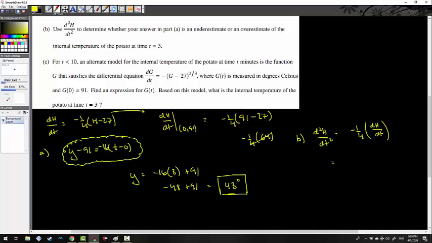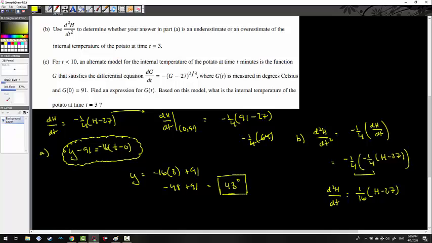So from here, what's that really going to equal? That's going to equal negative 1/4, and then whatever dh/dt was from the beginning. So that's negative 1/4 times negative 1/4 times (h minus 27). These can combine to become positive, and I think we should do that. So 1/16 times (h minus 27). So that is my second derivative.